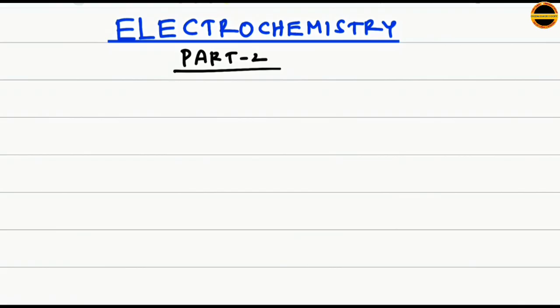Hello students, let us continue part 2, one short theory part of electrochemistry. I hope everyone watched part 1 and continue part 2. In part 1, we completed till reference electrodes, and we continue from there. Today we are going to start types of metal electrodes. First I am starting with types of metal electrodes.